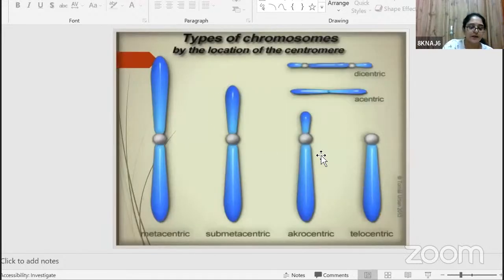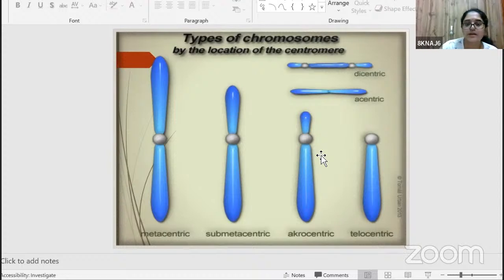And you have different types of chromosomes classified. We'll just have a look at it. Based on the classification, chromosomes are classified into different categories: that is, number, position of the centromere, and the different kinds of groups.